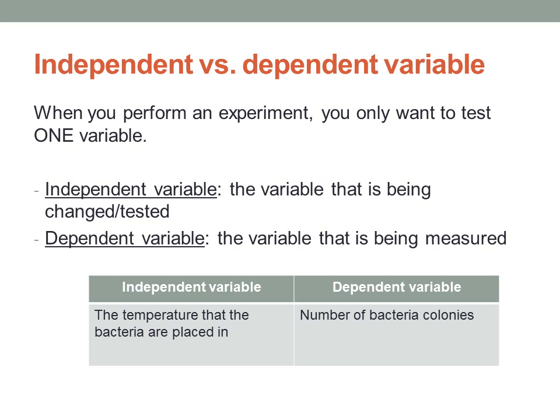So when you are performing an experiment, you only want to test one variable. We have the independent variable and we also have the dependent variable. The variable that you are testing is going to be called the independent variable. In this case, it would be the temperature that the bacteria are placed in. Are they placed in a warm temperature or are they placed in a cooler temperature? The dependent variable will be the variable that is measured. So we're changing the temperature that the bacteria are in, and what we're actually measuring, which is the dependent variable, is the number of bacteria colonies present.